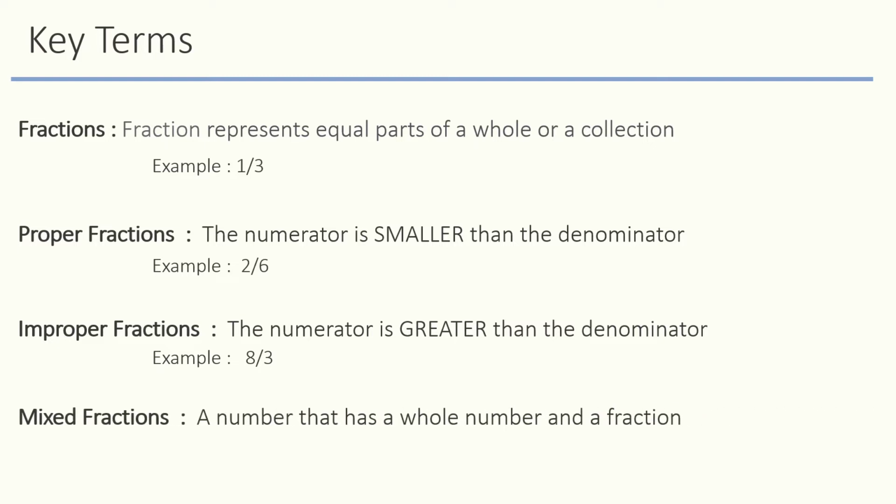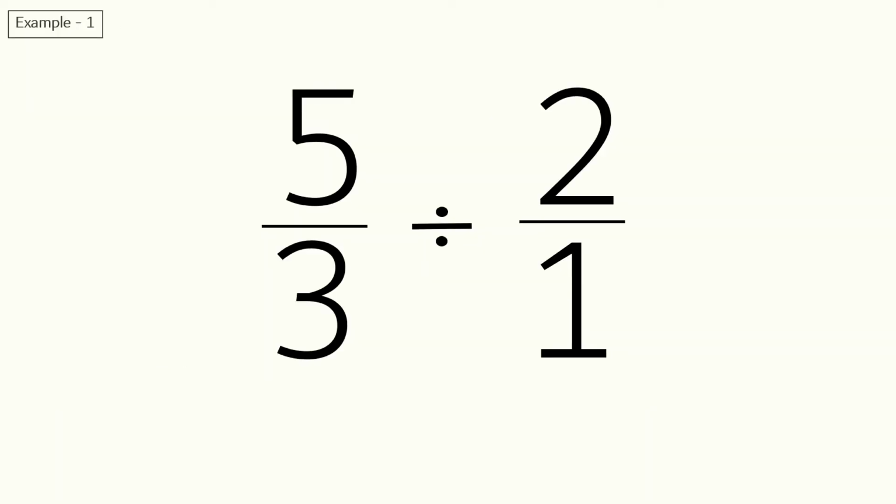Mixed fractions have both a whole number as well as a fraction. For example, 5 2/7 means 5 whole and 2 parts out of 7. Let's start with our first example.